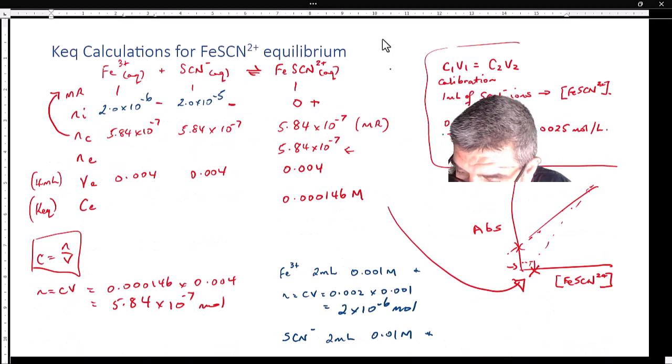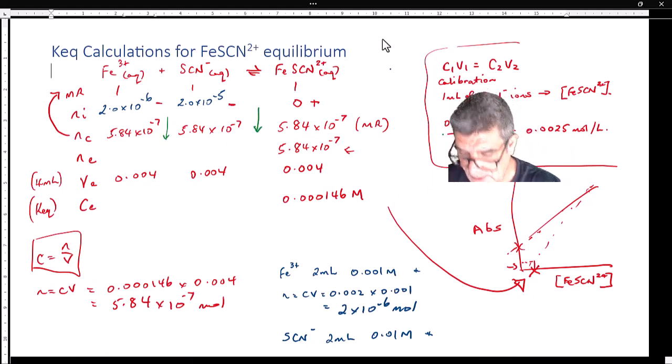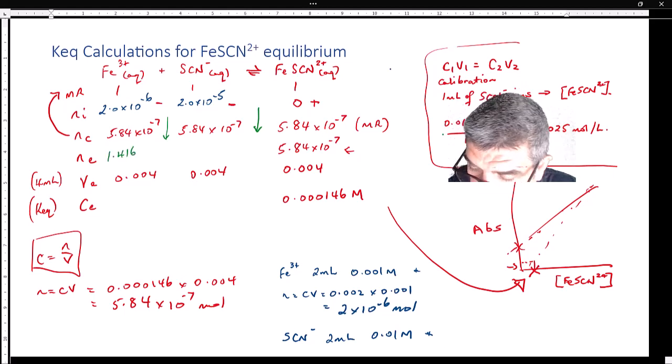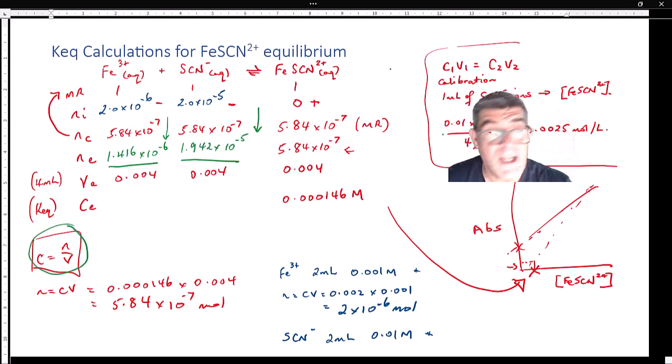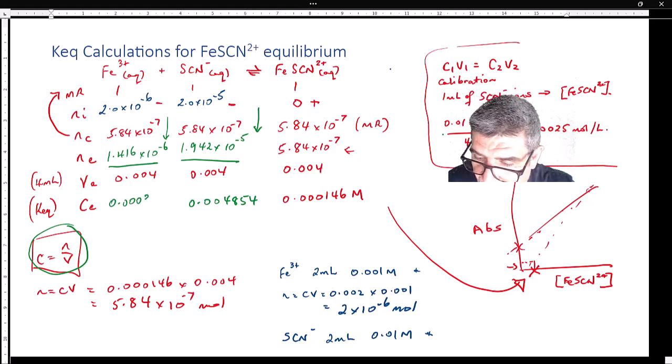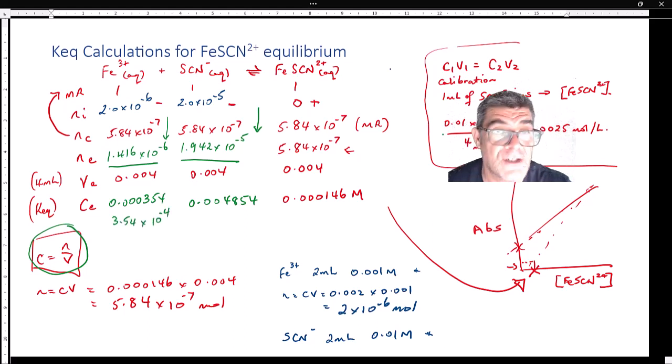So now what I want to do, in order to get down to these spots here, is I just need to do some subtractions. So our first value is 1.416 times 10 to the minus 6. And our second value is 1.942 times 10 to the minus 5. So I'm now in a position to calculate my equilibrium concentrations for both the iron ion and the thiocyanate ion. So what I need to do again is use this particular equation, and I now have these two fractions sitting right here in front of me. So let me do those.